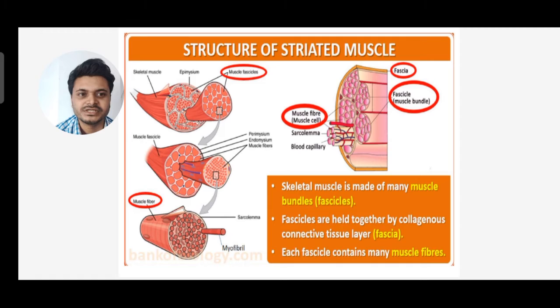So first is the muscle bundle, then collagen, then muscle fiber. You can see the picture given: fascicle, then muscle fiber. All of it is given in the picture: what is fascia, what is muscle fascicle, muscle bundle.